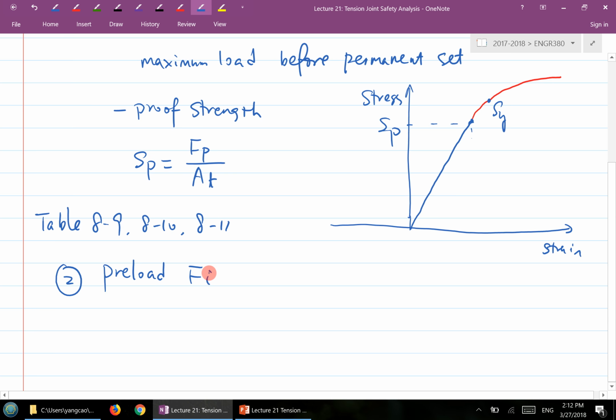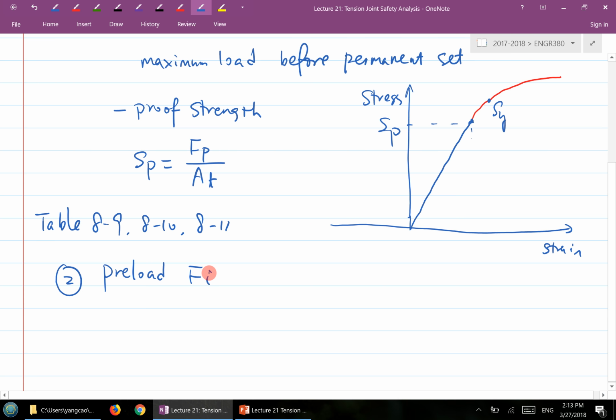As you can imagine, when you tighten up the nut, what type of stress does the bolt feel? Tension. And what type of stress does the member feel? Compression. So the amount of tightening gives you the preload, or pre-stress, applied to the bolt and also to the member.